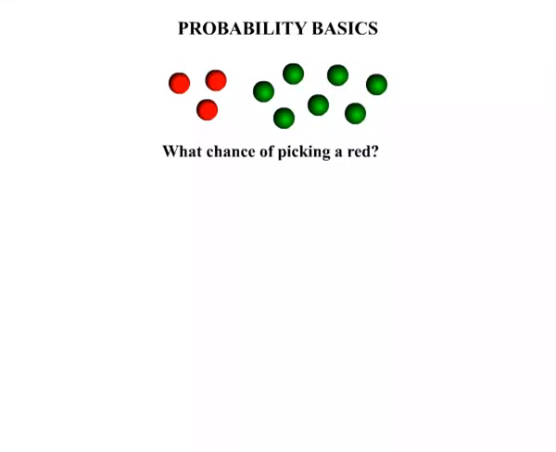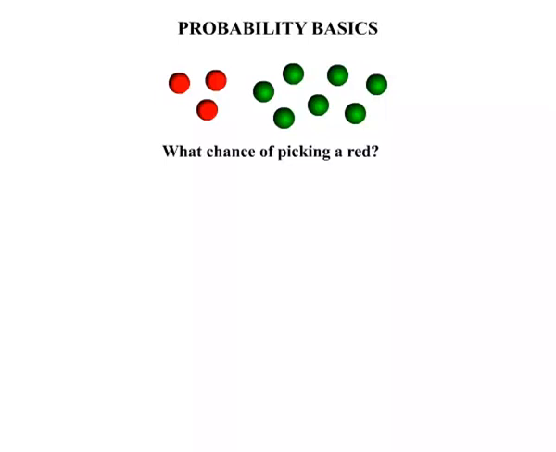Now in this lesson we're looking at probability basics. Now let's consider this. A red marble, 1, 2, 3 red marbles, and 1, 2, 3, 4, 5, 6, 7 green marbles. We have 3 red marbles and 7 green marbles there, and the question I'm going to ask is what chance of picking a red? Alright, that's what probability is about.